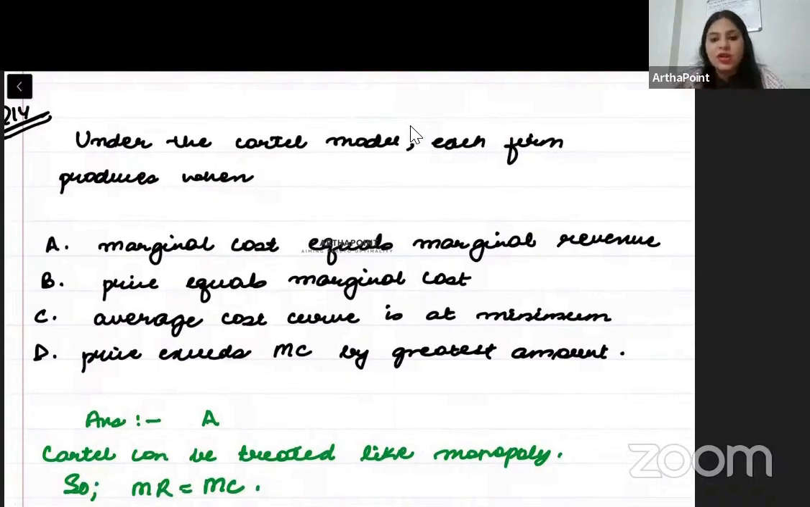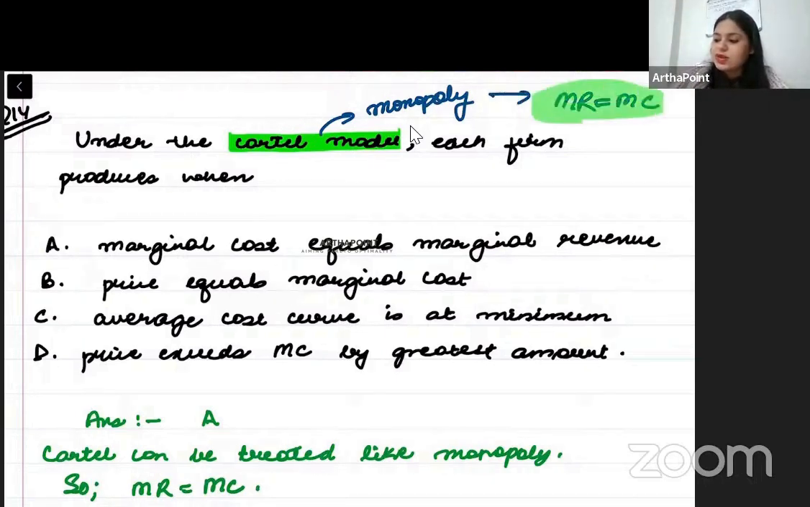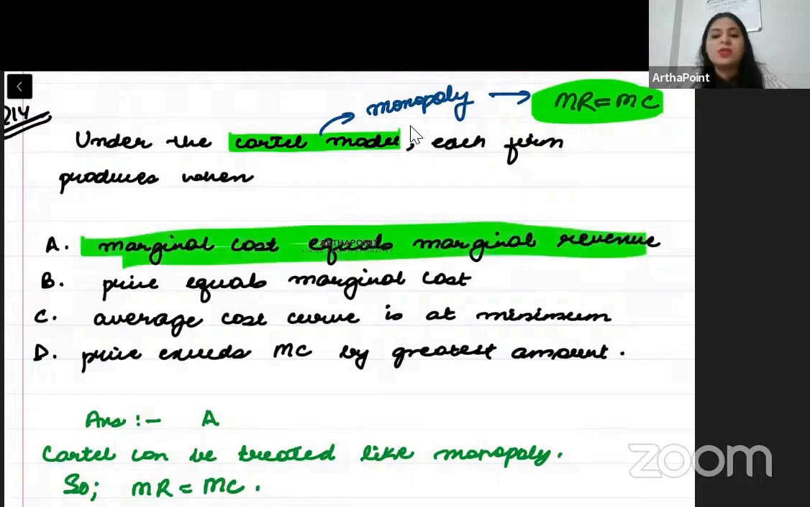Under the cartel model, each firm produces when? Just think about this. When I talk about cartel model, it is like talking about a monopoly, because cartels merge, collude to form a monopoly. So when I talk about monopoly, how do you find the equilibrium? When MR is equal to MC, this is how you find the equilibrium. So answer will be A, when MR is equal to MC.